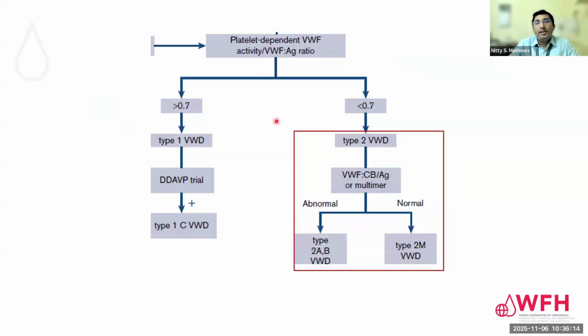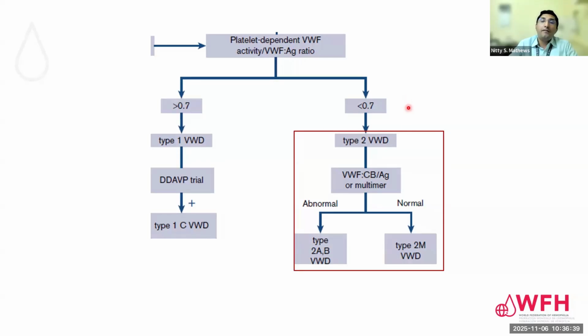So once we have the ratios in hand, if the ratio of the activity to antigen is more than 0.7, it's a type 1 von Willebrand disease. And if it is less than 0.7, it is a type 2 von Willebrand disease. But now you need to know what is the subtype of that type 2 disease. And therefore, the next test that is recommended is either a collagen binding assay or the von Willebrand factor collagen binding assay.